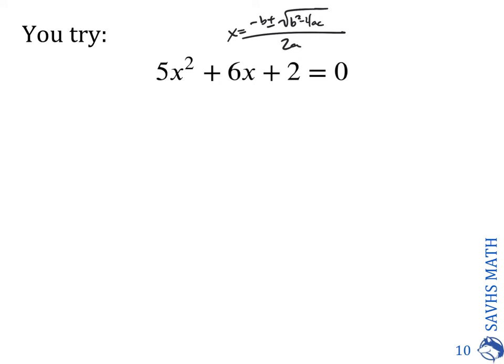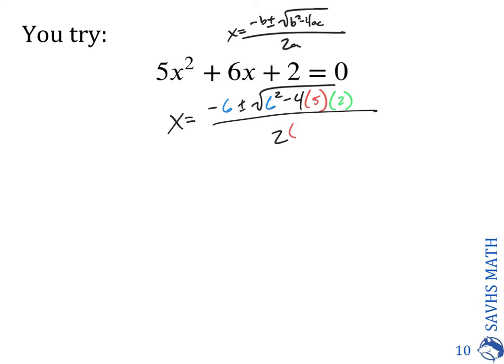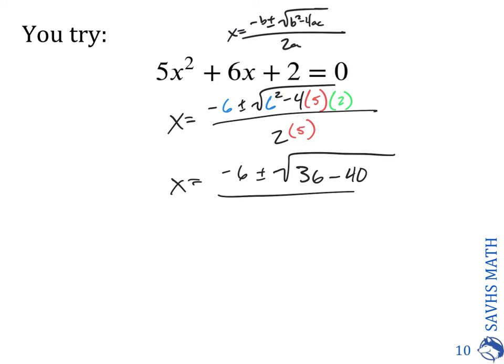Okay, here I go. x equals negative 6 plus or minus the square root of 6 squared minus 4 times 5 times 2, all over 2a. a is 5. Okay, so x equals negative 6 plus or minus, again, 36 minus, okay, 4 times 5 is 20. 20 times 2 is 40, all over 10.